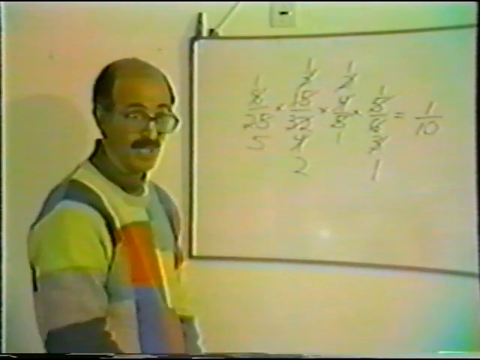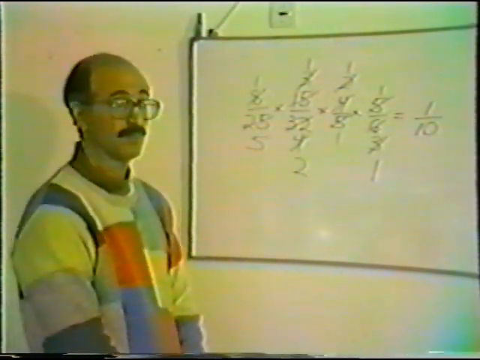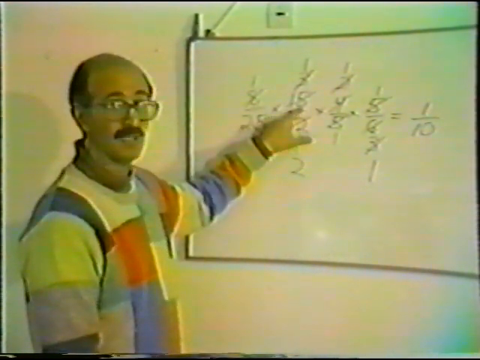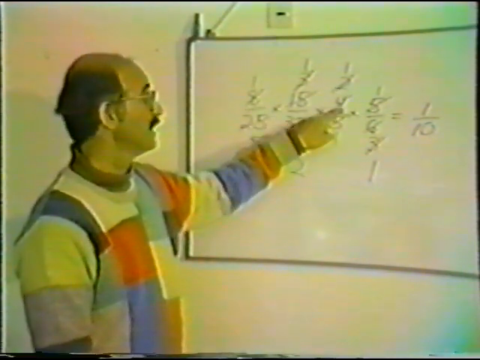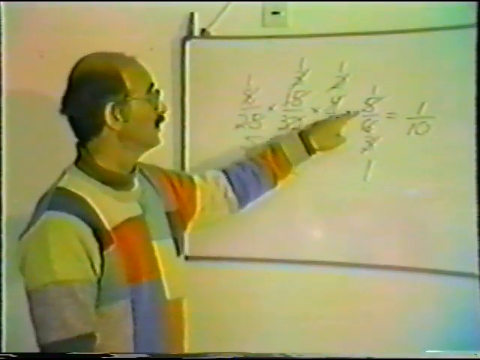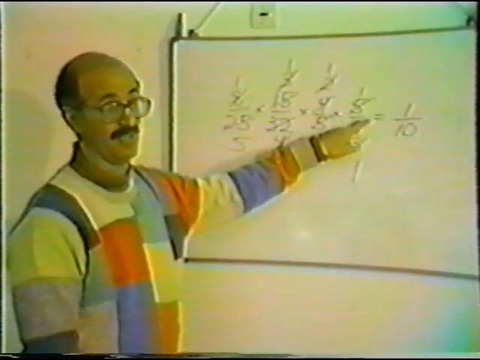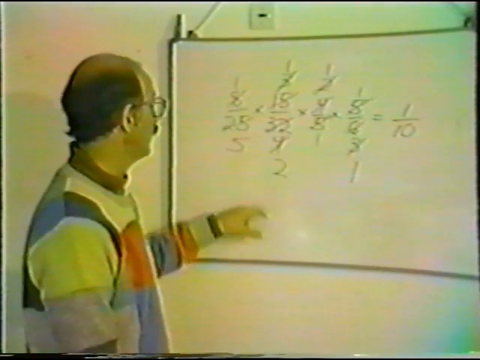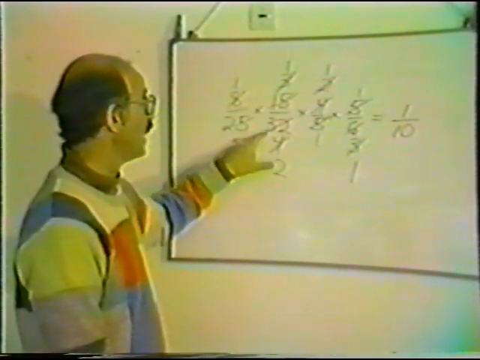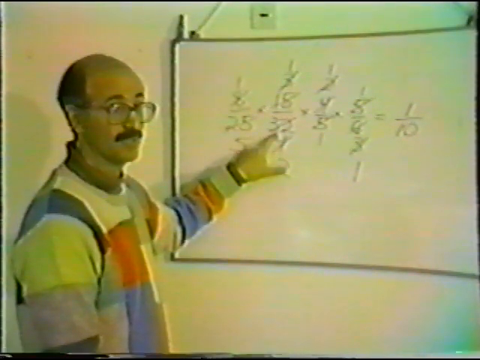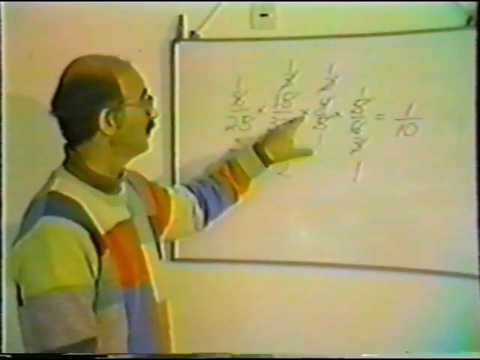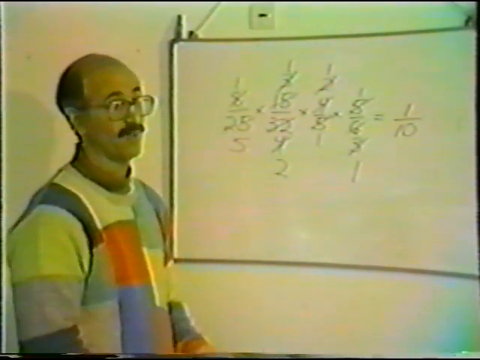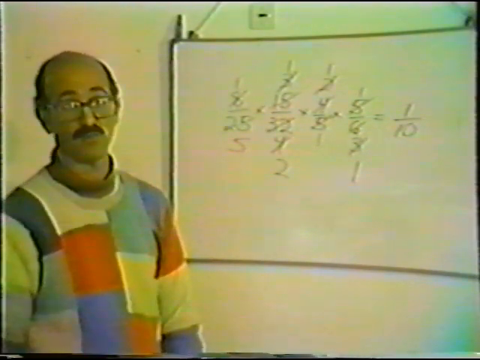Imagine if we hadn't canceled and we decided to multiply across and then reduce it. We'd have to do 8 times 15 and get an answer, multiply that times 4 and get an answer, multiply that times 5 and get an answer. It would be some big number. And the same on the bottom. We'd have to multiply 25 times 32 just to begin with. Then get that answer and multiply it times 5 and then times 6. So canceling really saves time and makes your work easier.